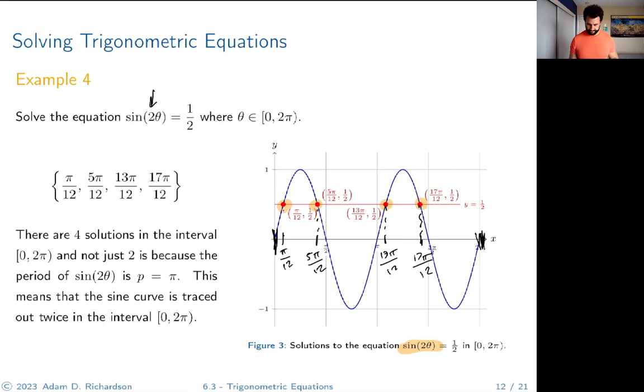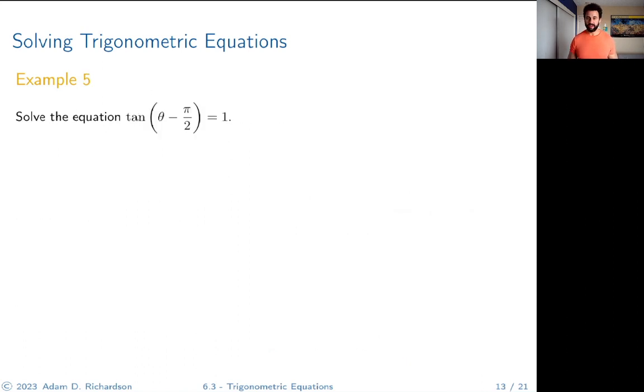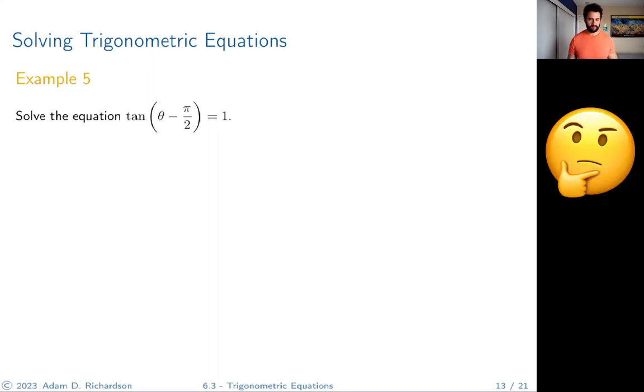All right, moving along. Let's do another example here. Let's solve the equation tangent of theta minus pi over 2 equals 1. And so try to work this one out on your own. Think about it for a minute first. All right, now try to calculate this one on your own. Things to remember is what is tangent, what are you solving for, and remember the periodicity of the function, because we're going to have to consider that.